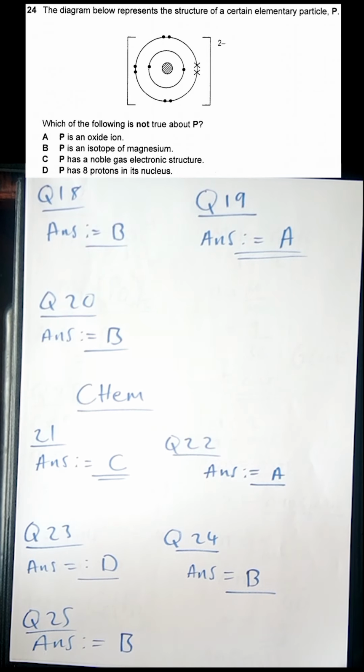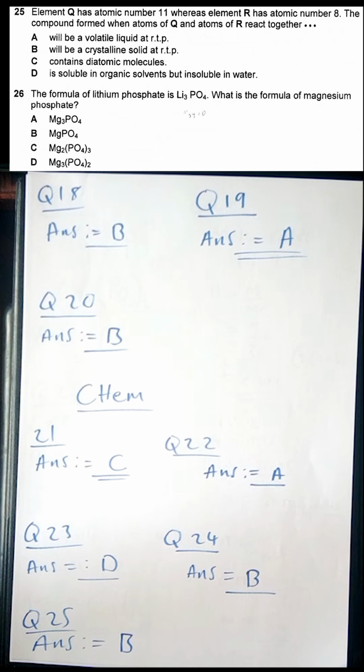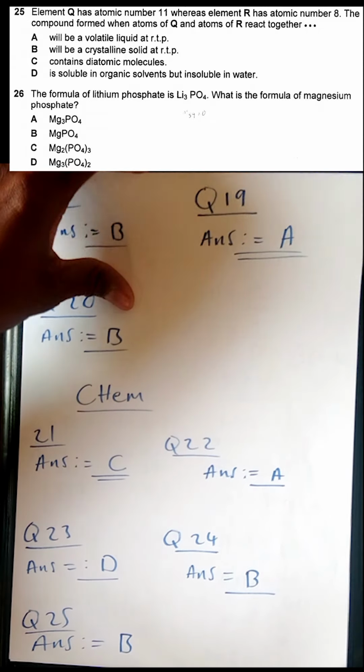Question number 25. Element Q has atomic number 11, whereas element R has atomic number 8. The compound formed when Q and R react together will be, so the answer is B there, a crystalline solid at room temperature and pressure. If you see Q as 11, 11 is actually potassium. And 8 is just oxygen. So potassium oxide, that's a salt. And that will be crystalline at room temperature and pressure. So the answer is B. We move on to question number 26.